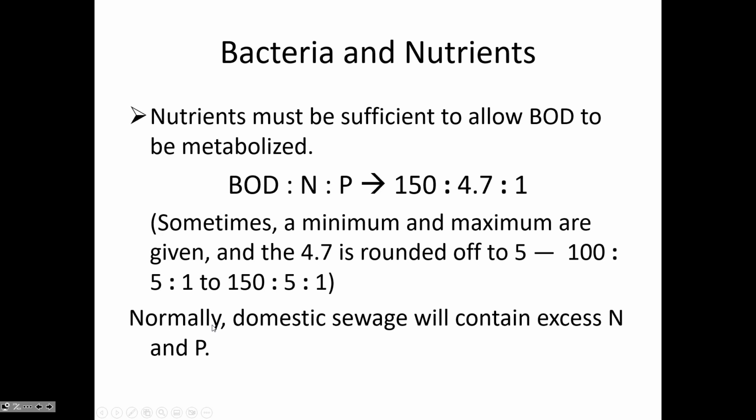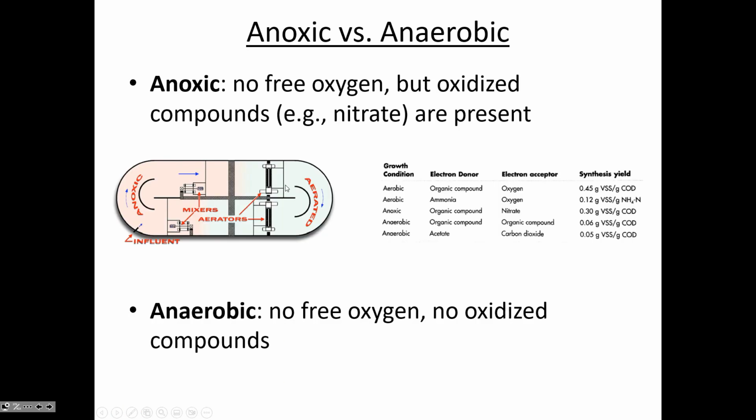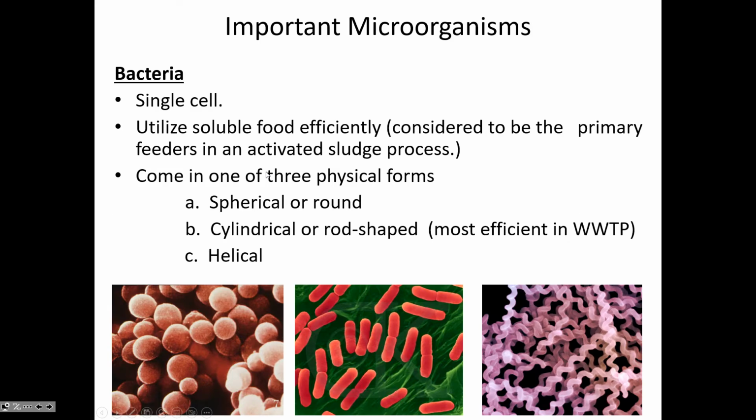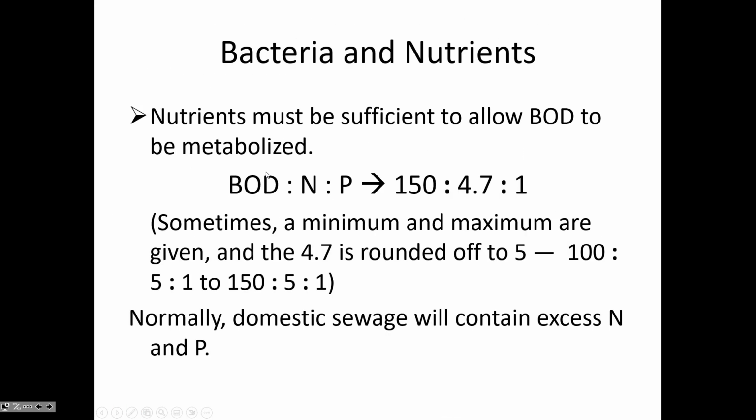And that's why we have to get a little bit creative with things like cycling the oxygen on and off in an aeration basin to trick the microorganisms into taking up more than 4.7 grams of nitrogen for every 150 grams of BOD.